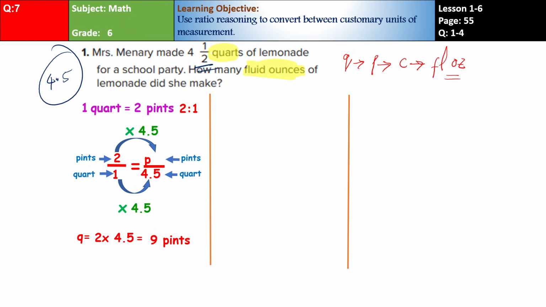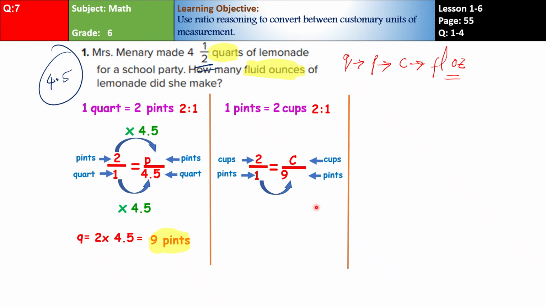Now I'm going to use these 9 pints in the next step. Now I'm going to convert pints to cups. One pint has 2 cups. Again the ratio is 2:1, 2 cups over 1 pint. How many cups will be there when we have 9 pints? 9 one time is 9. So 2 multiplied by 9 gives me 18. So now I have 18 cups.